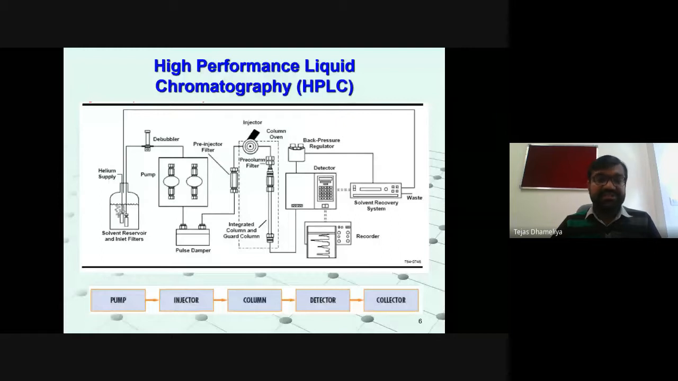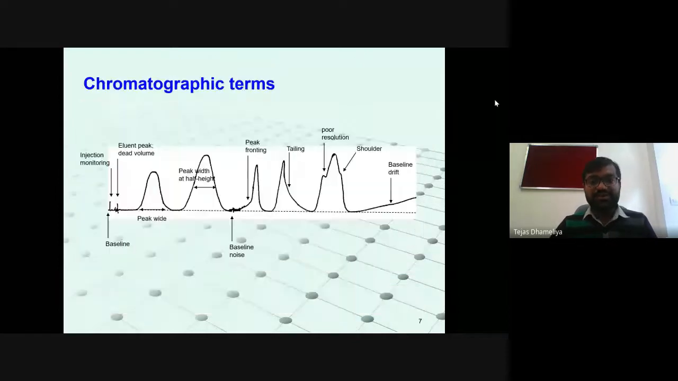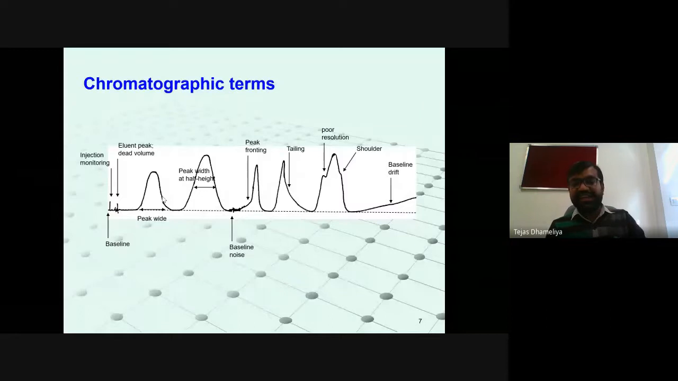In the HPLC diagram which we have seen, it consists of the pump, column, detectors and the collectors. Injector is also a part of this. We have seen several kinds of peaks, such as the Gaussian peak, peak fronting, peak tailing, and resolution. The Gaussian is a symmetrical peak that is considered an ideal peak in chromatography. But the other peaks, such as peak fronting, tailing, shoulder, baseline drift, are the poor kinds of peaks which are observed in chromatography.